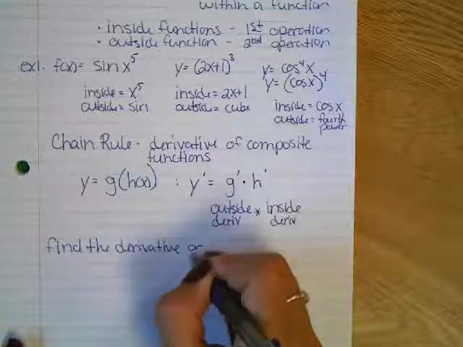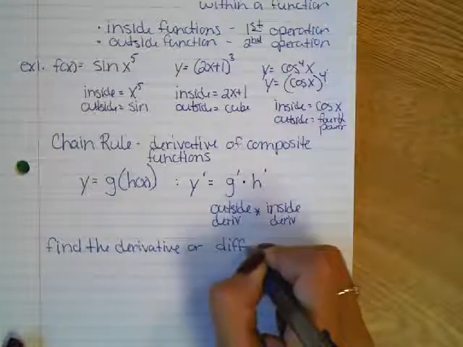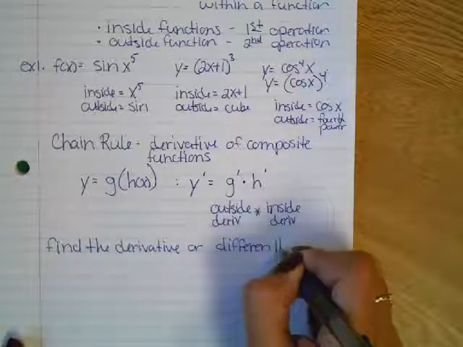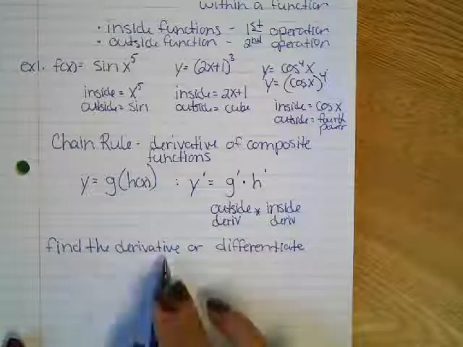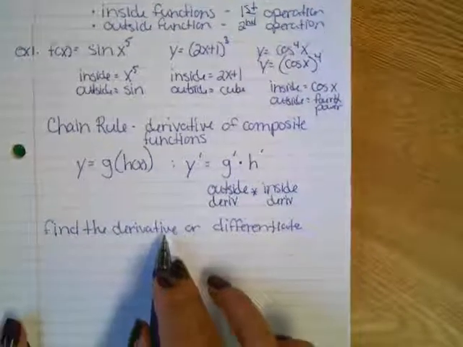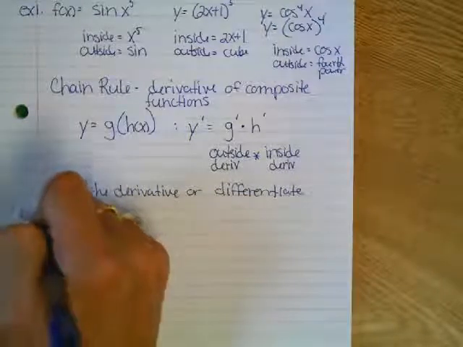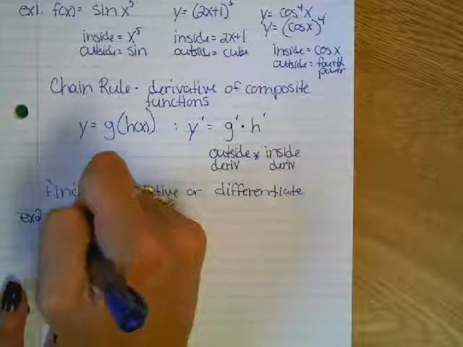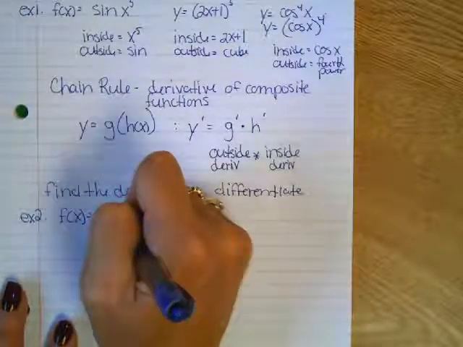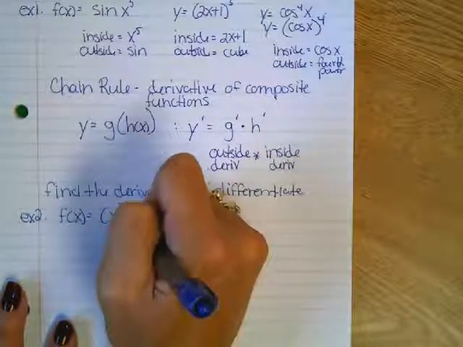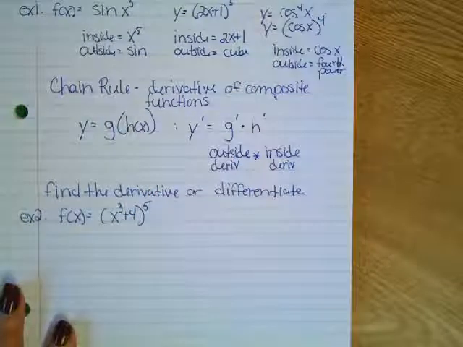Or it might say, the directions might say differentiate. Differentiate means find the derivative. So here we go. Number 2. f of x is the function x cubed plus 4, to the fifth.